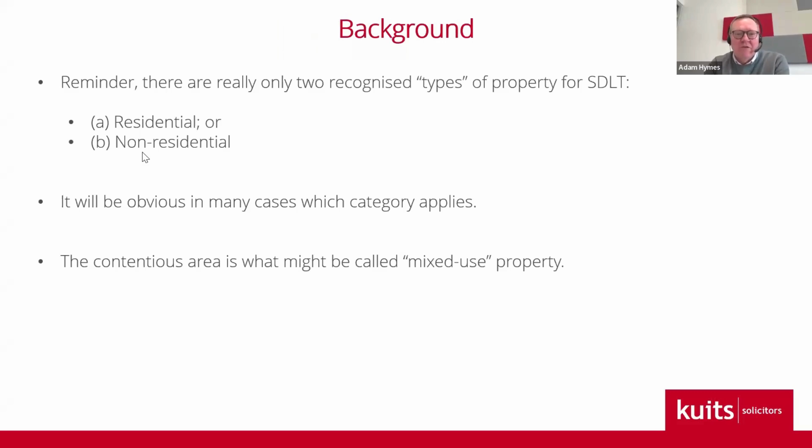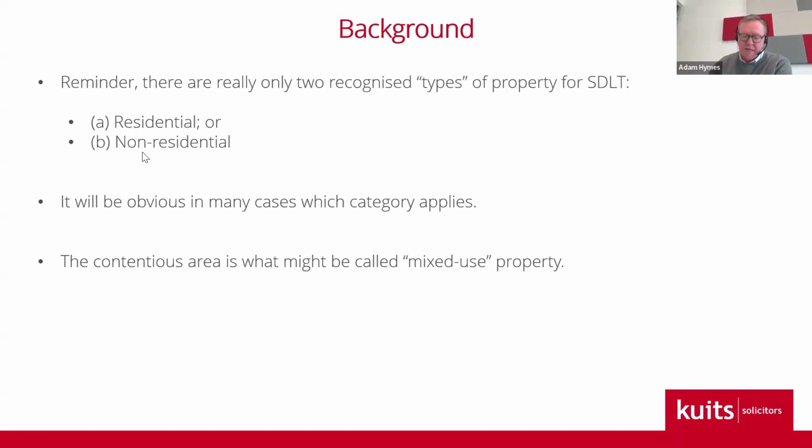Right, there we are. So as a reminder, there are really only two recognized types of property for SDLT. It's classified in two categories only: residential or non-residential. Now, it will be obvious in many cases which category applies.